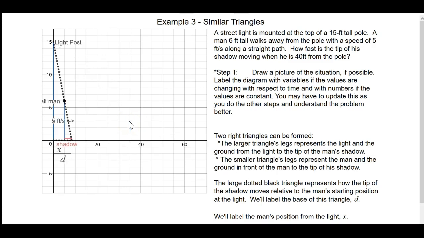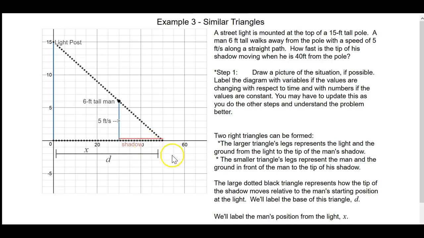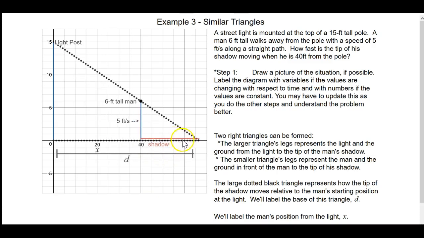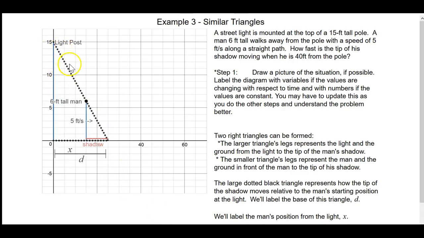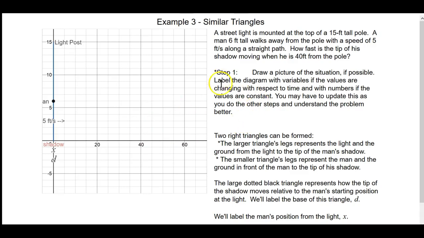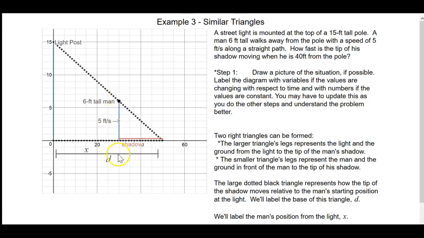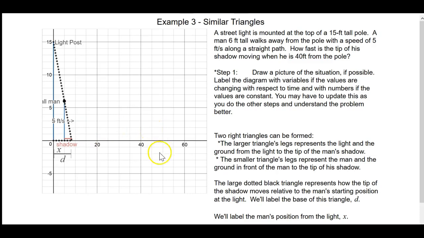How fast is the tip of his shadow moving when he's 40 feet from the pole? The tip of his shadow would be the tip of that big triangle that's being formed by these black dots. So draw a picture of the situation as step one. Label things. I've labeled the height of the man, that blue segment, 6. The rate is 5 feet per second.